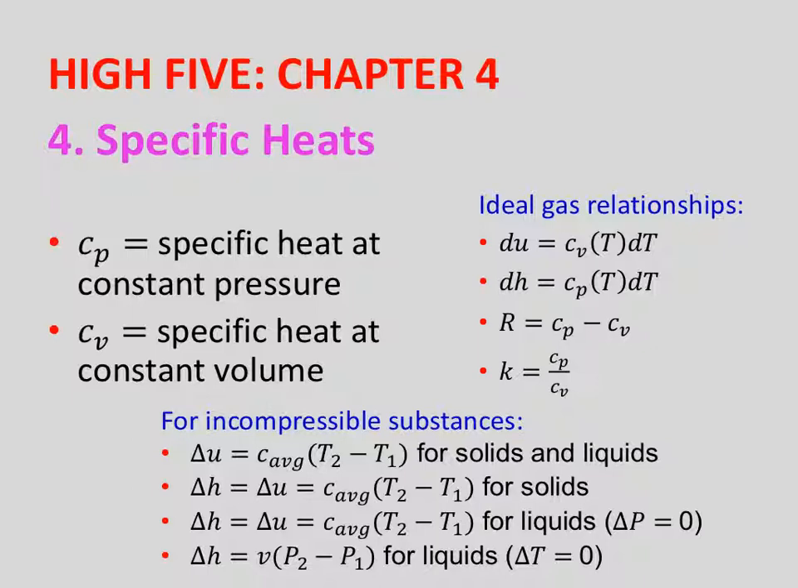For an ideal gas, we know that the change in internal energy is equal to Cv in terms of T times dT, and the change in enthalpy is equal to Cp in terms of T times dT. R is equal to Cp minus Cv, and k, which is the ratio of the specific heat values, is Cp over Cv. For incompressible substances, such as solids and liquids, there are multiple different ways of writing this for both change in internal energy and change in enthalpy.